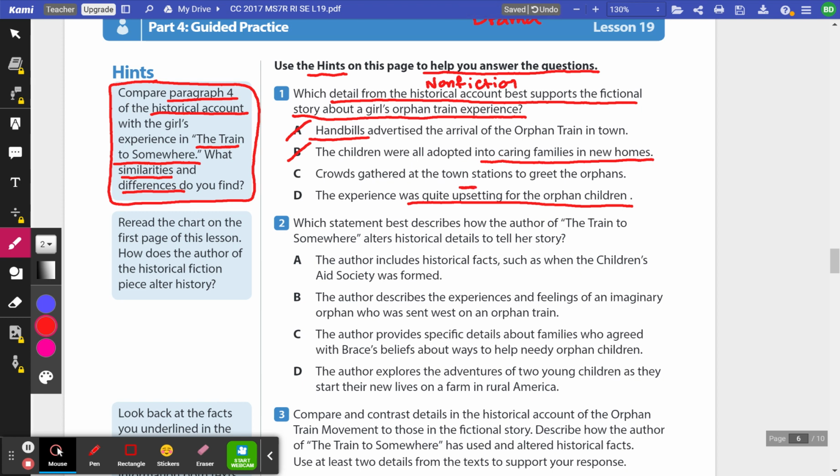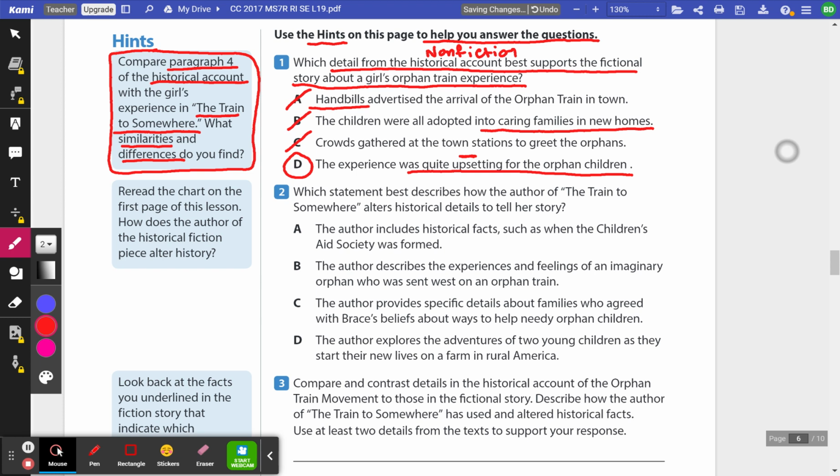So between answer choice C and D, I would say D is definitely our better option here because it corresponds with both passages. It goes along with the historical account and the historical fiction story. So D is our correct answer. So let's go ahead and look at number 2.